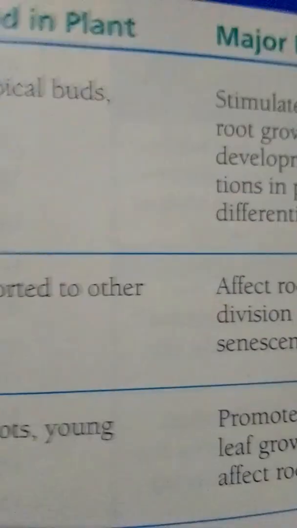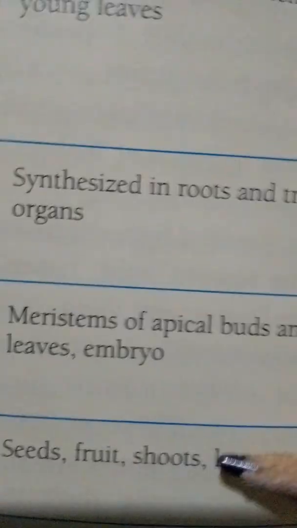Cytokinins: where produced or found in plants, synthesized in roots, and transported to other organs. Major functions: affect root growth and differentiation, stimulate cell division and growth, stimulate germination, delay senescence. Notice also gibberellins: where produced or found in a plant. Meristems of apical buds and roots, young leaves, embryo. Major functions: promote seed and bud germination, stem elongation and leaf growth, stimulate flowering and development of fruit, affect root growth and differentiation.